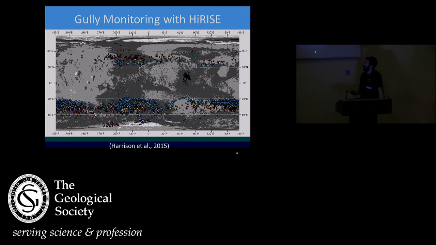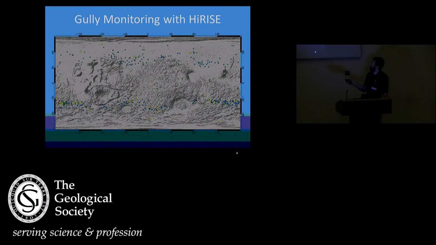To compare with the overall distribution of gullies, this is a map that we've seen a whole lot the last 2 days. These are mid-latitude gullies. And if you flip back and forth, there are some biases in HiRISE coverage, and obviously we can't get repeat coverage of all those sites. But this is a pretty good sampling of the overall distribution of gullies. You can see concentrations in our monitoring sites where there are concentrations in gullies overall.